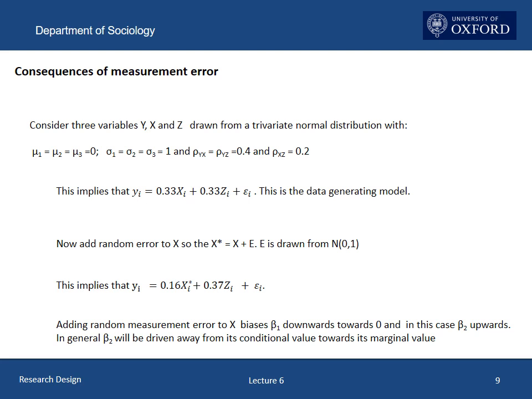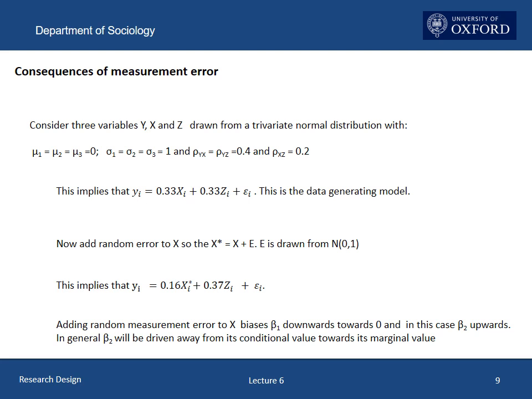Again, we define a data generation model, this time by drawing three variables from a trivariate normal distribution. Y and x and y and z are correlated 0.4, and the two predictor variables x and z are correlated 0.2. This implies a regression equation for y in which both of the slopes are equal and take a value of 0.33.